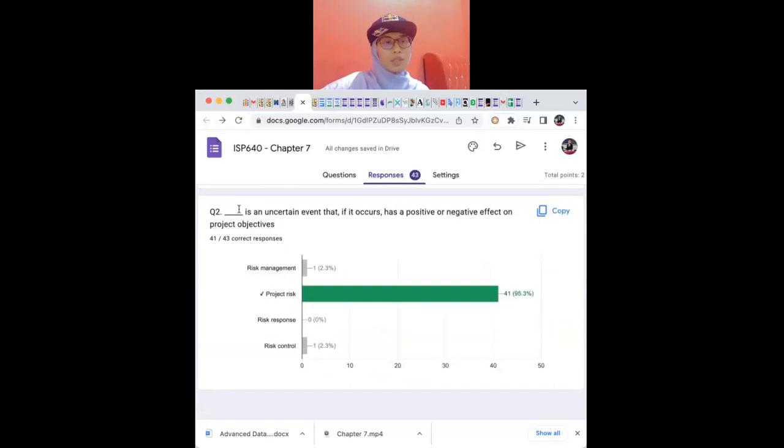Question number 2. Blank is an uncertain event that if it occurs has a positive or negative effect on project objective. Ni je lah tajuk kita hari ni lah kan, tentang risk. So project risk. Okay, bukan risk management, project risk lah. Is uncertain event. Risk management ni ialah dah manage kan. Your process is managing kan. So talking about uncertain event is the project risk lah, or risk. Okay, risk.